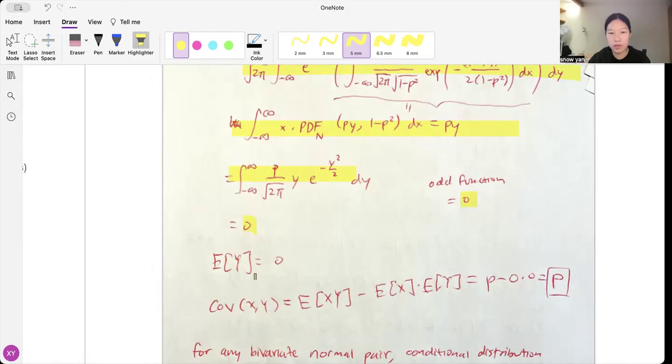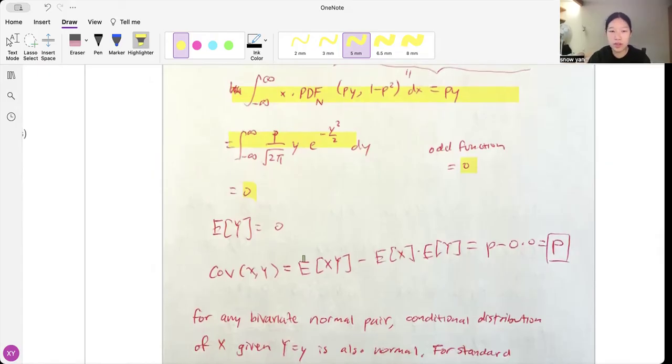E of Y could be found with the very same argument, except x and y are swapped in places. So E of Y would also be 0. So the covariance, E of XY minus E of X times E of Y, is just rho minus 0 times 0, which is rho.